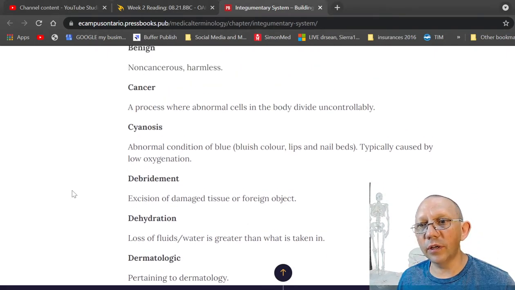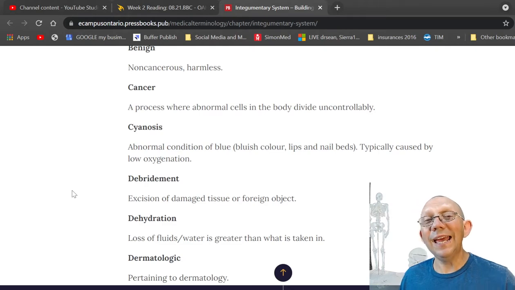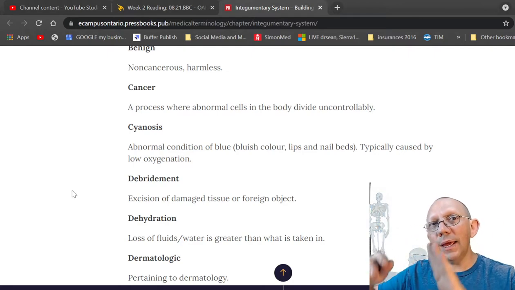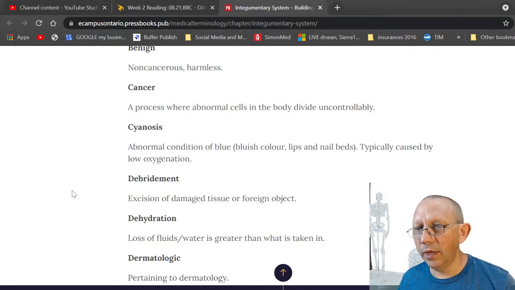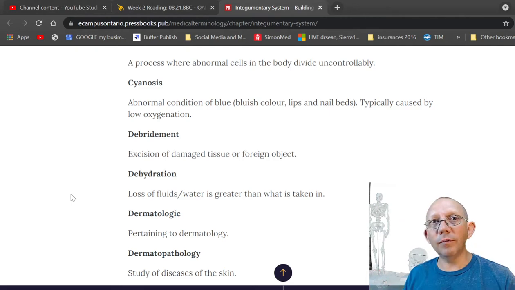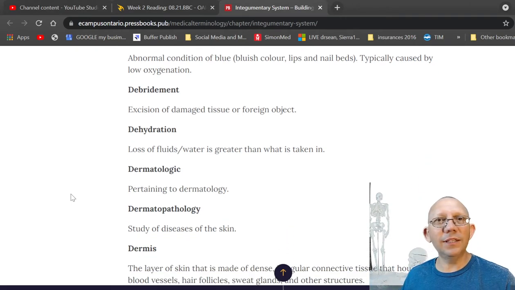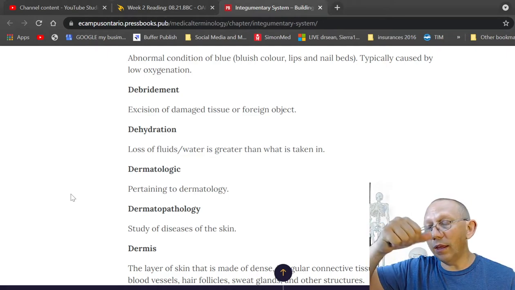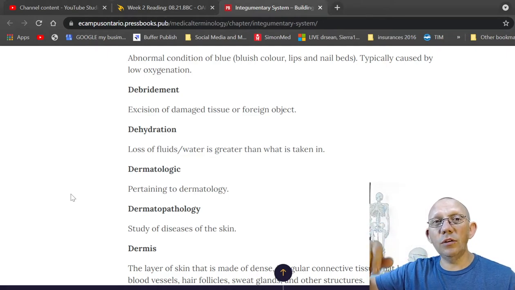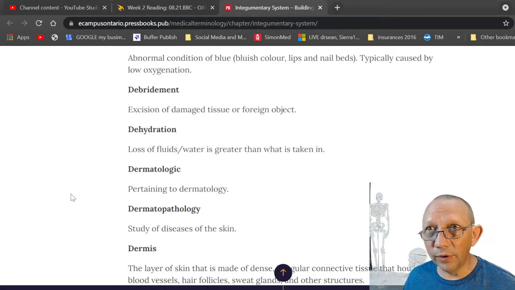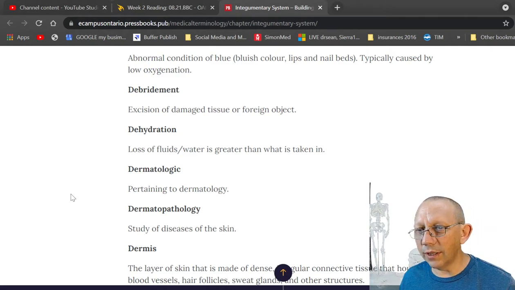Cancer is overgrowth of abnormal cells. It has two choices, benign or malignant. Malignant is bad. Mal, M-A-L, means bad. Cyanosis. Cyan is a color, blue. Cyanosis is blue skin when someone doesn't have oxygen. Debridement is to take away the skin. So if you have an injury, they debride. Scar tissue, sometimes burns, road rash, things like that.